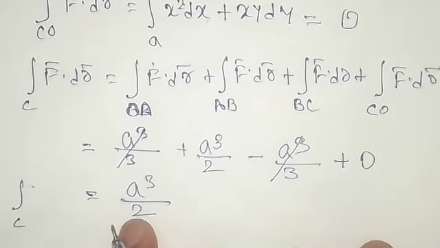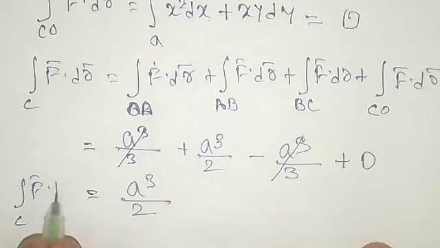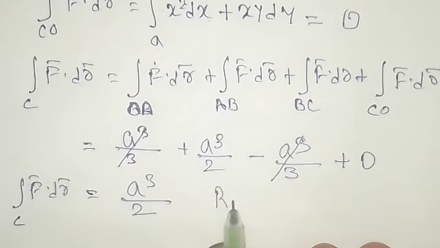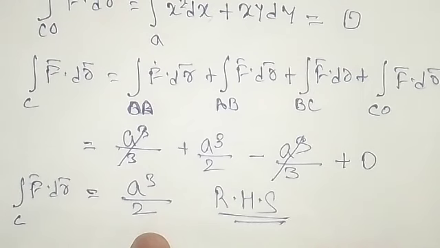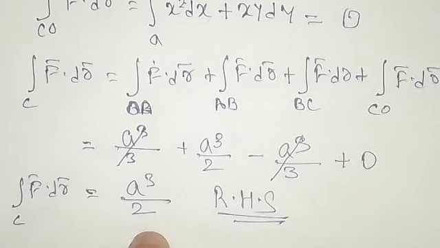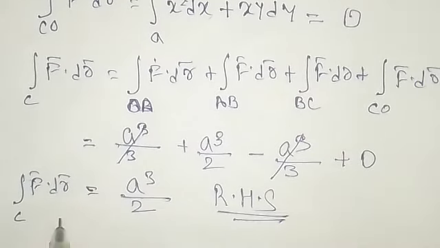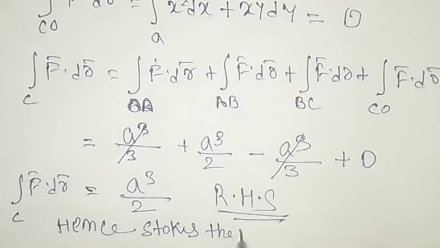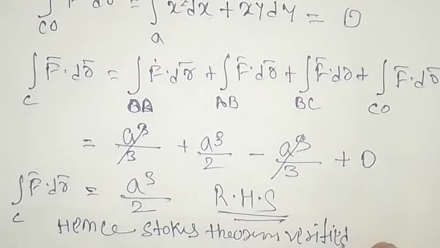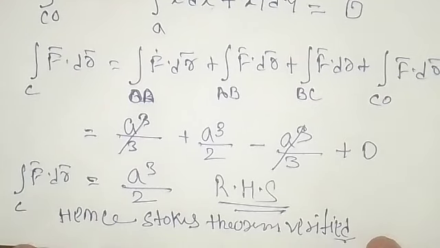which is nothing but the cyclic integral of f dot dr. This is the RHS, right? And now it's time to compare this, that you find that LHS is equal to RHS. Why? Because del cross f dot n ds you already calculated, that is A cube by 2, right? So here you can write, hence the Stokes theorem verified, right? So this is how we can solve the problem which is related to the Stokes theorem.